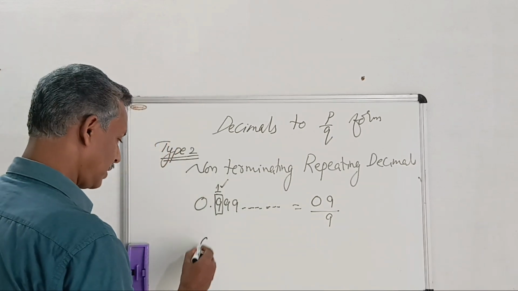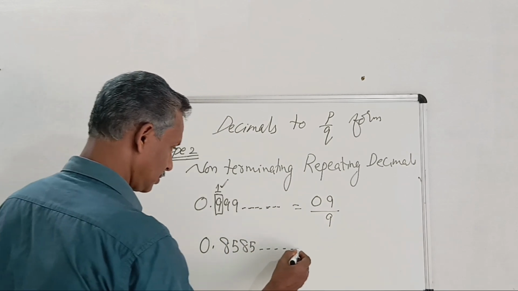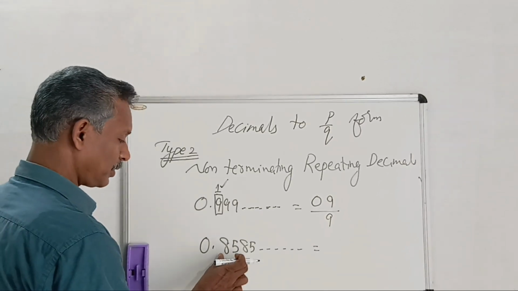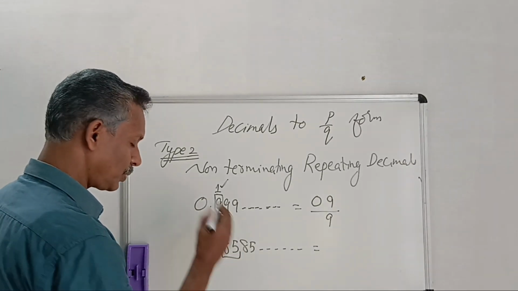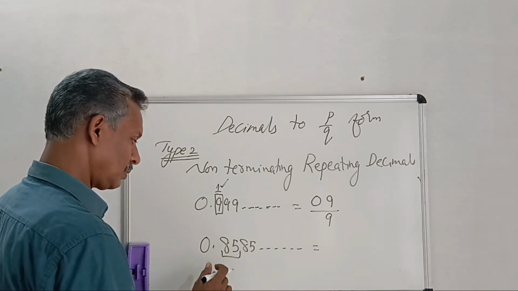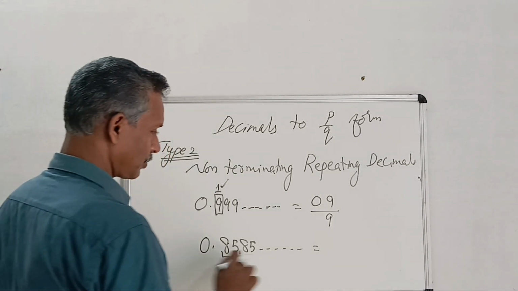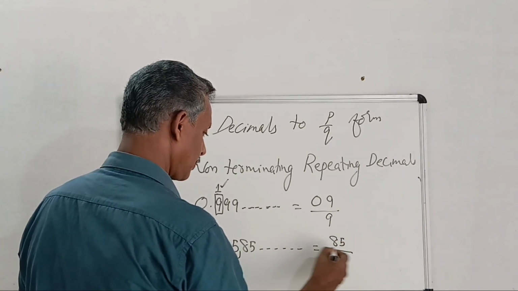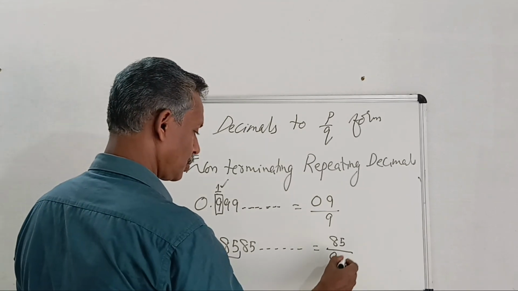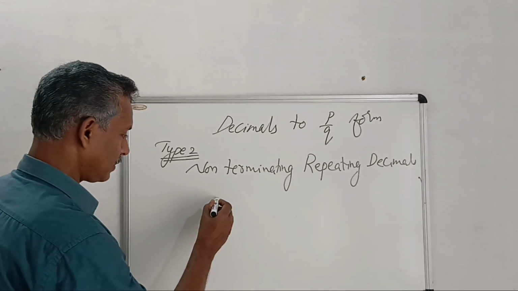Another example we can take: 0.8585, suppose it is like this. It is going on like this, it is not ending. So how many digits are repeated here? A group of 2 digits is repeated. So you have to write one group without the decimal. If it is starting with 0, you don't have to write it. 85 by... how many digits are repeated? Two digits are repeated, so you have to write two nines.